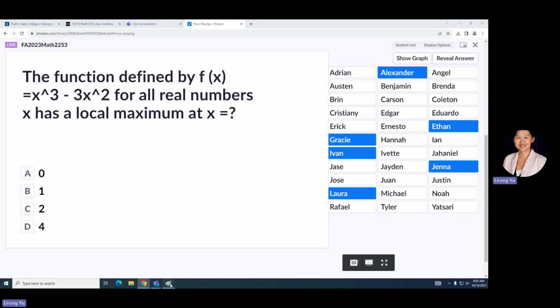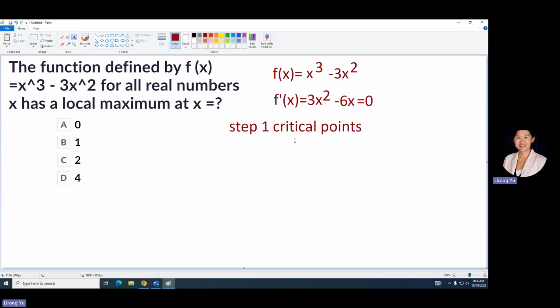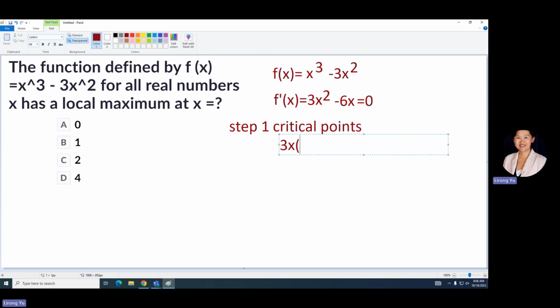We will set the first derivative equal to 0 in order to find the critical point. So, step 1, determine critical points. All right, and then we factor the common factor, so it'll be 3x times (x minus 2) equal to 0. We factor the derivative to find the critical point. We find 2 points: x equal to 0 and x equal to 2. Step 2.